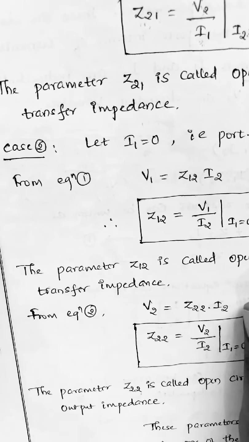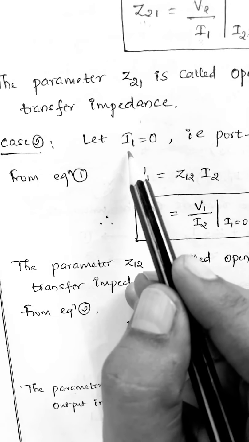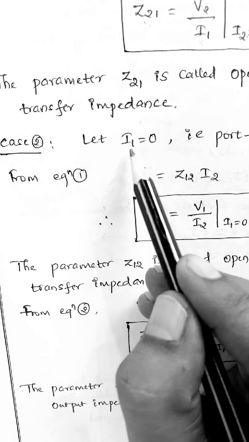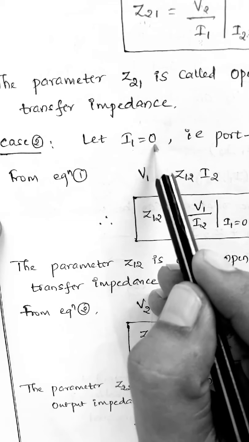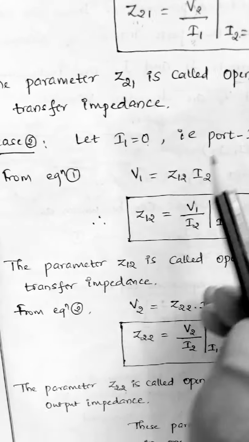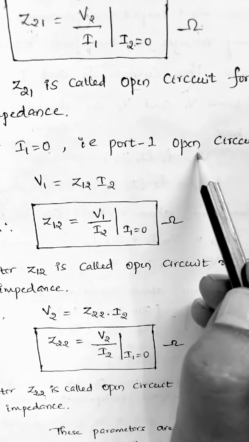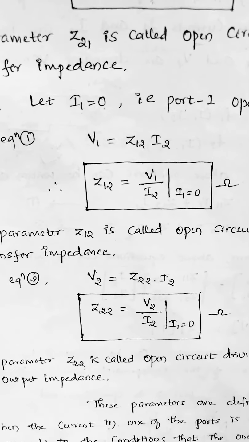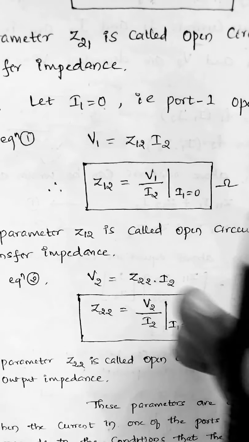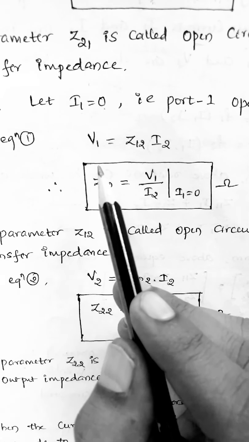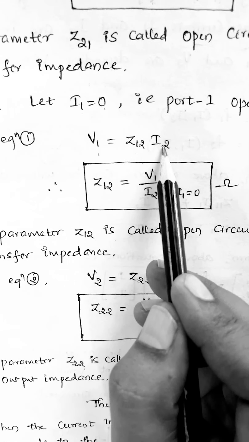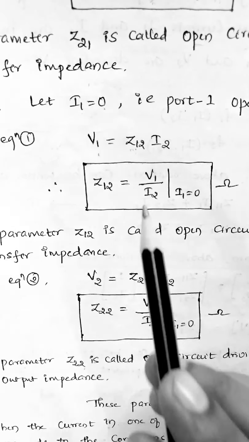Okay, go for the next case, case 2. Here we are making the input port open. For that reason, let us take I1 equal to 0. If we make I1 equal to 0, port 1 becomes open circuited. Let us substitute this value in both the equations. In the first equation, I1 becomes 0, hence V1 equal to Z12 multiplied by I2. Hence Z12 equal to what?